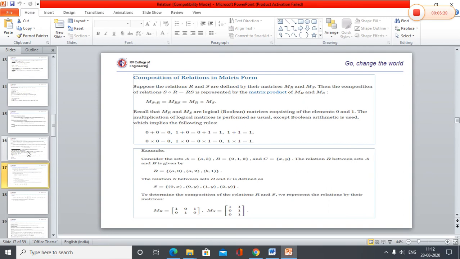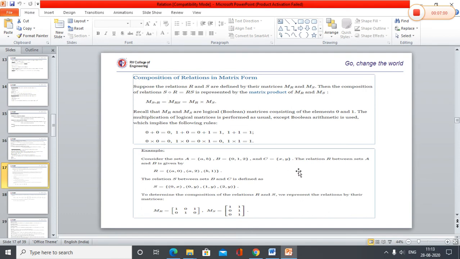Either I can do it if it is given in terms of ordered pairs. So if I have two relations, let's take this example, then I'll come to the matrix form. Suppose this example is given. A is a set which has two elements a and b. B has three elements 0, 1 and 2, and C has two elements x and y. R is a relation from A to B and S is a relation from B to C. So S o R will be the relation from A to C.